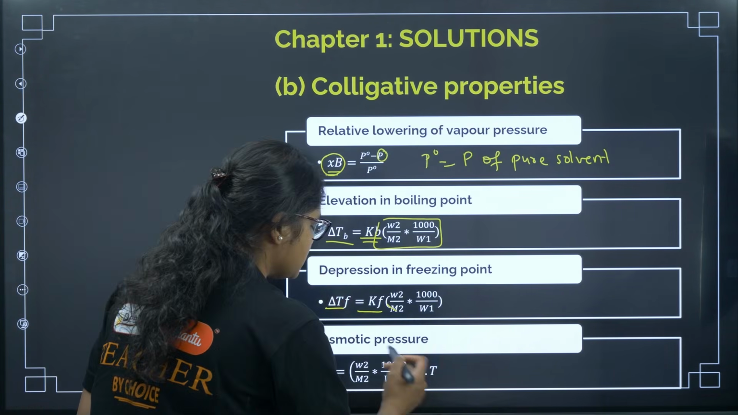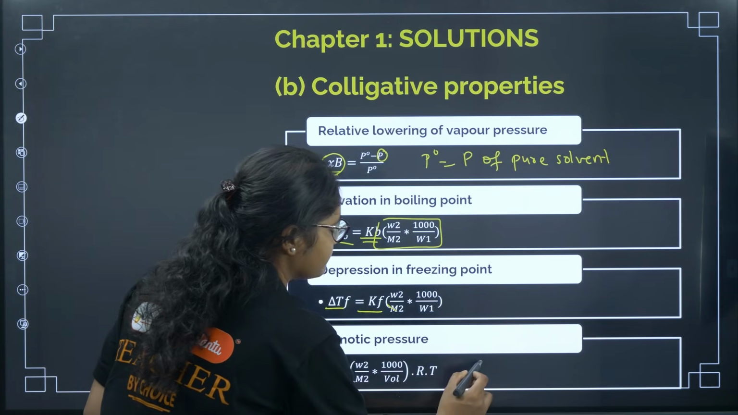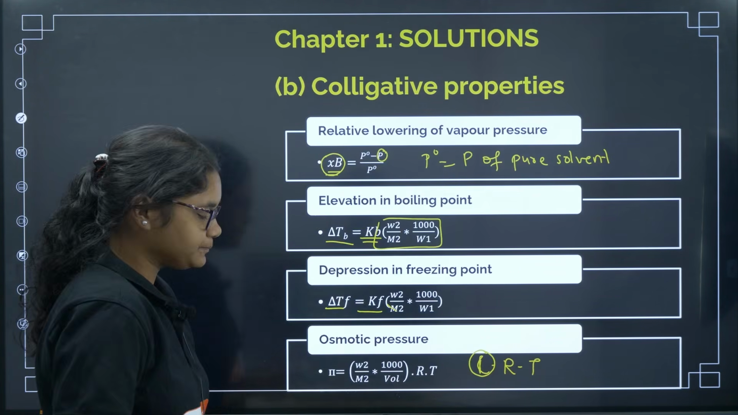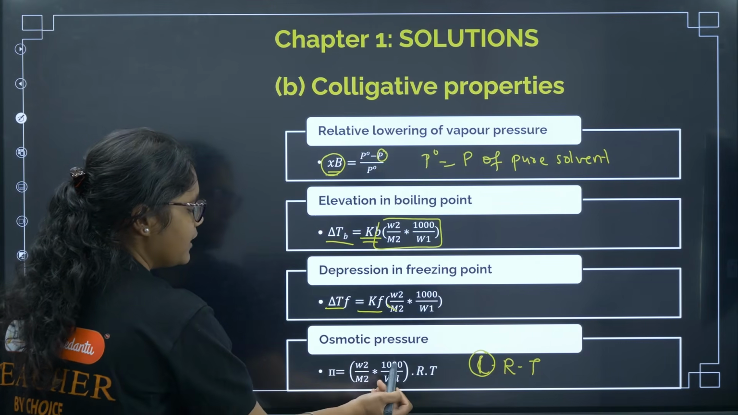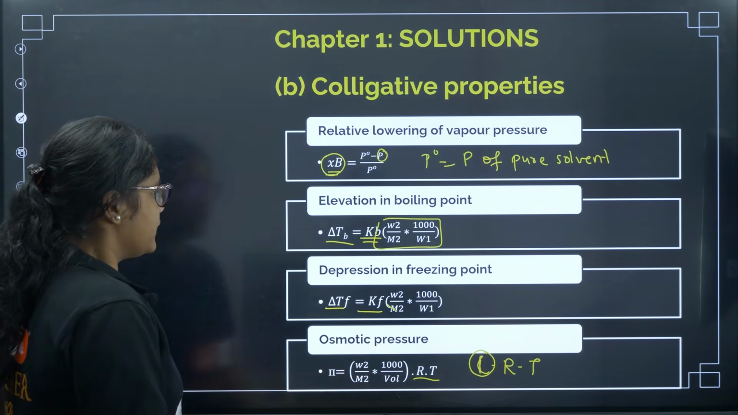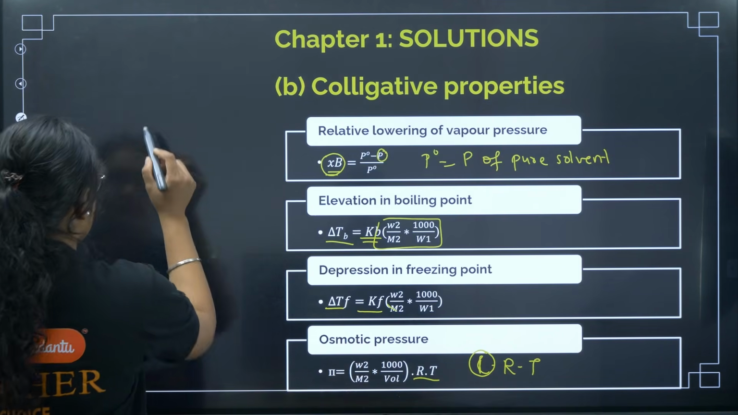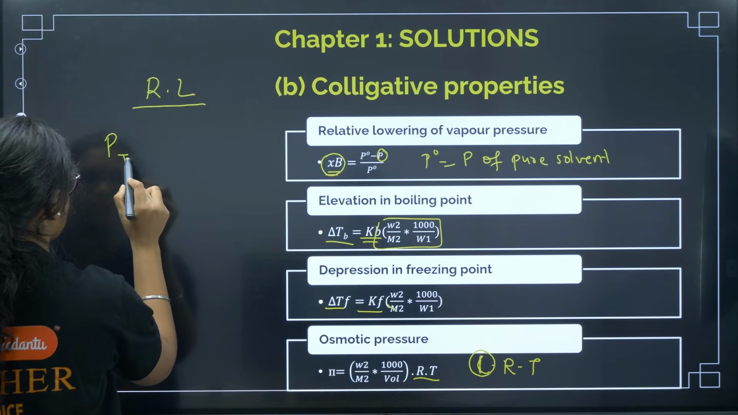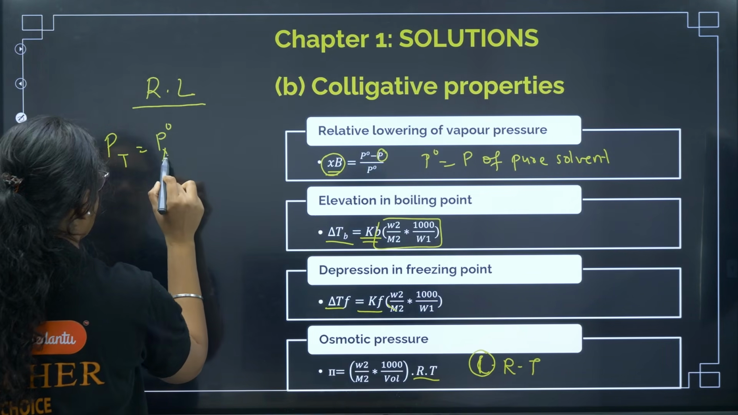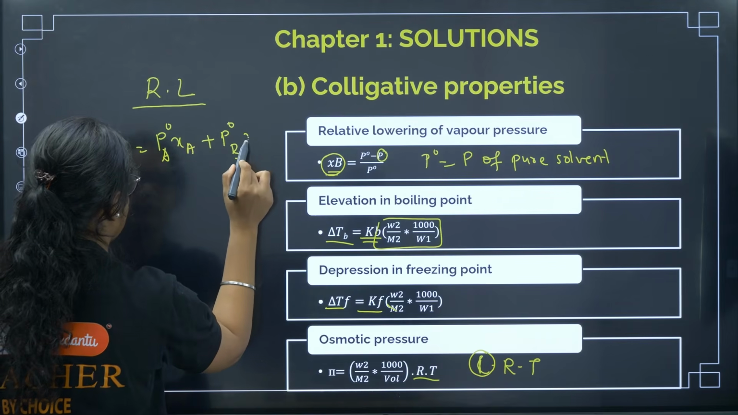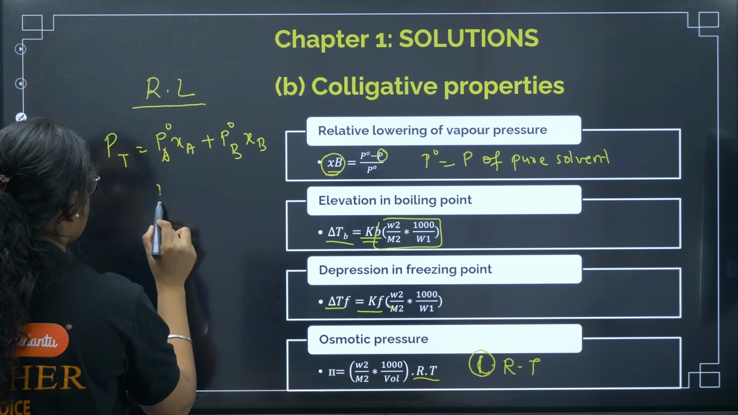Now coming to osmotic pressure: pi is equal to C into R into T, where C is the molarity, so W2 by M2 into 1000 by volume into R into T, right? Here two more formulas I want to discuss. One is your Raoult's law formula. According to Raoult's law, P total is equal to P0A XA plus P0B XB. And one more is your Henry's law.